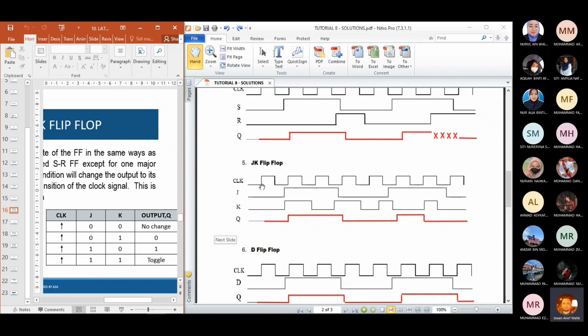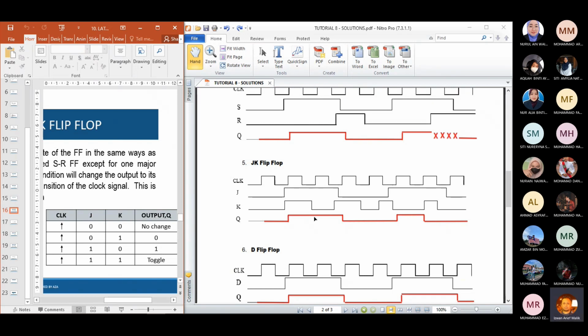So we look into this first clock here. Dekat sini dia trigger kali pertama, J and K are 0. So 0 is no change. Okay, the second one, 1 and 1. 1 is toggle. Toggle means you terbalikkan lah. From 0 becomes 1. Kalau 1 becomes 0.